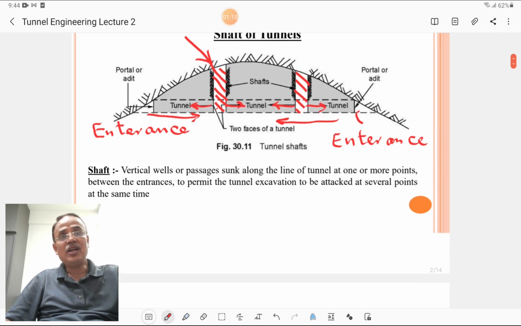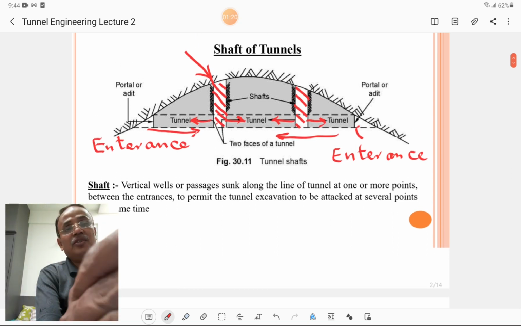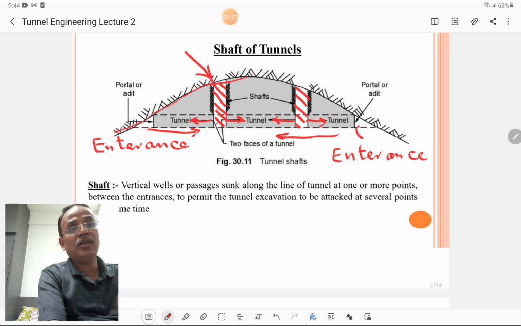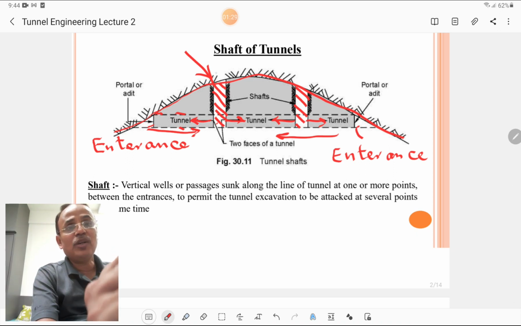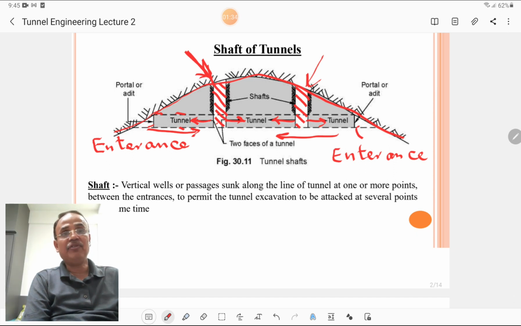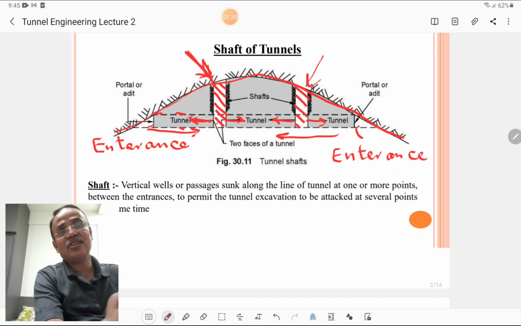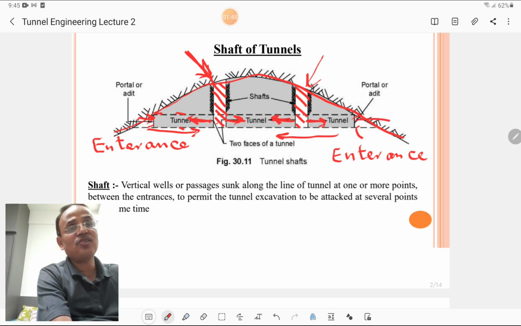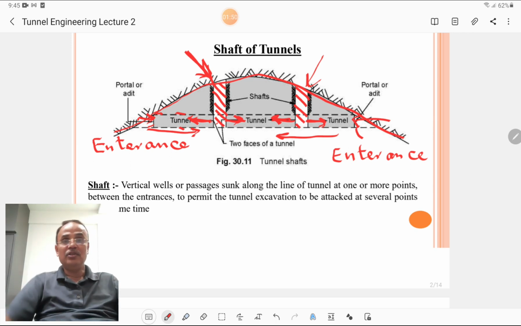means, please look at this figure. If this is the hill or a mountain, and these horizontal dotted lines show the tunnel, and these vertical wells which are driven are called shafts. And by constructing this shaft, we can attack the tunnel construction at a time at several places. These 2 points also we can attack. We can attack from here also. We can attack the construction from that portal or adit.